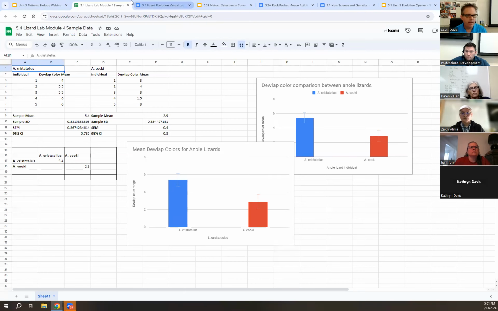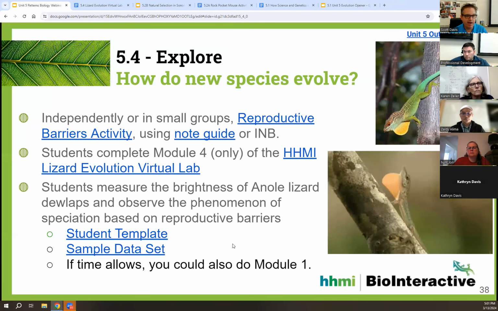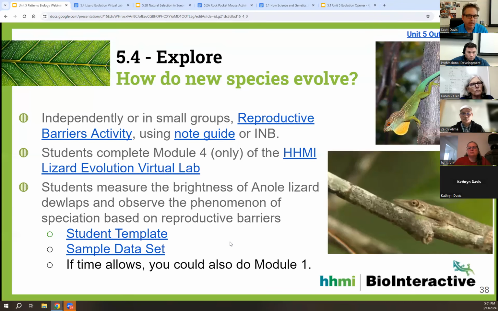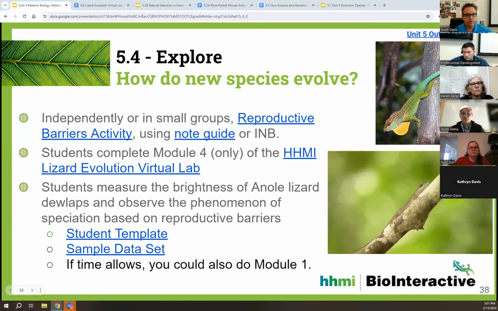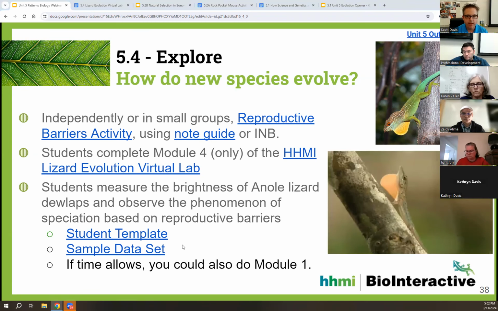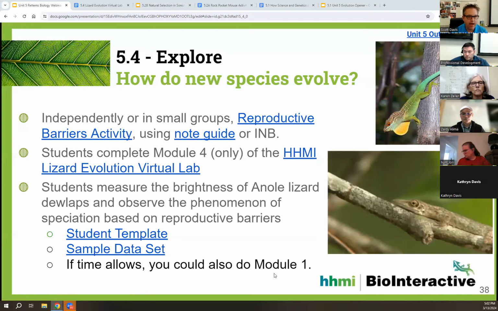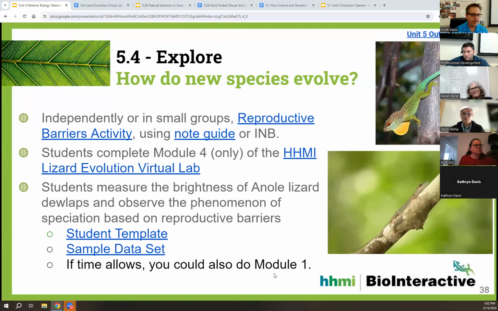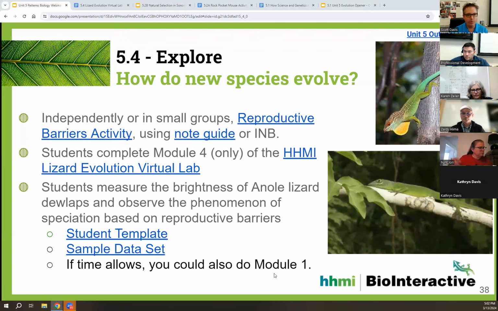So you could actually look back and tie this into the rock pocket mice, and talk about what is the difference in what's happening here, kind of make a distinction between microevolution, change to the gene pool, versus change to the species. The other thing to keep in mind, if you have time and you want to, is that module 1 actually has them measure the length of the lizard's toes. And they eventually figure out that the toe length in the lizard is related to where they live.